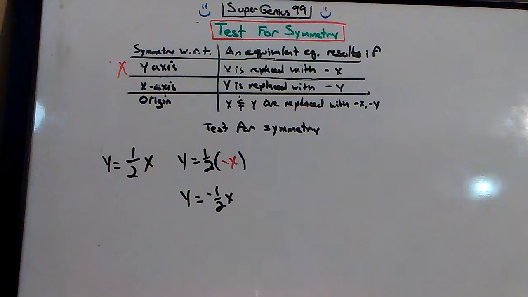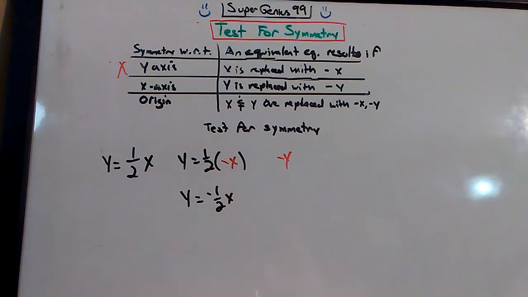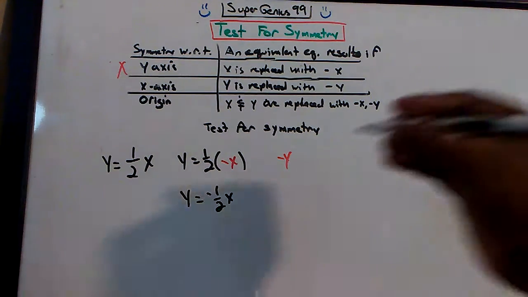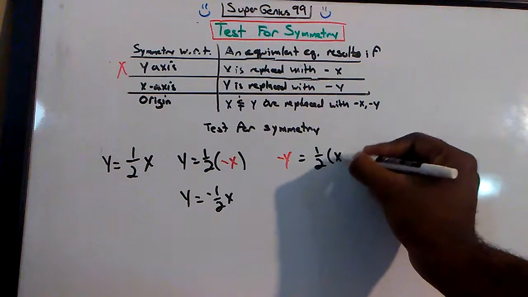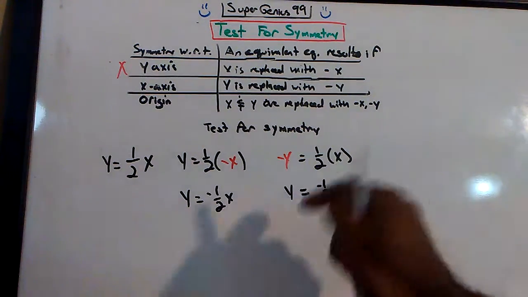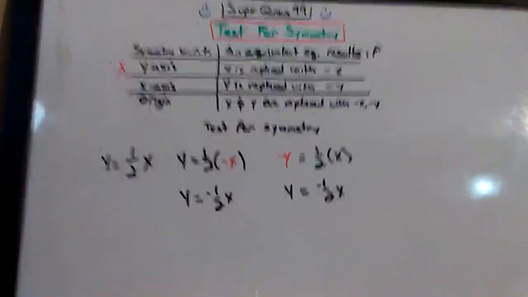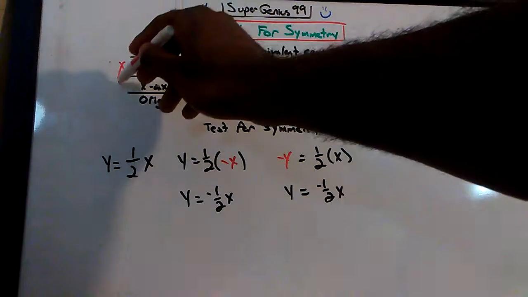Is it symmetrical to the x-axis? Well, replace the y with the negative y. Let's see what happens. So negative y is equal to 1/2 x. So y is equal to negative 1/2 x. Does that equal your original equation? No, so it's not symmetrical with respect to the x-axis either.